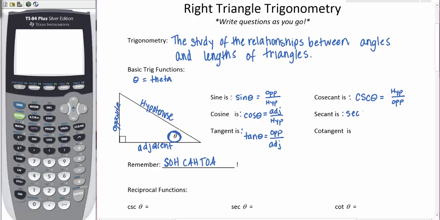Secant, which we evaluate as secant theta, when we need to evaluate it, we write SEC, and that is always the reciprocal of cosine. So that's hypotenuse over adjacent, and cotangent is adjacent over opposite. Just the reciprocal of the fraction of tangent.